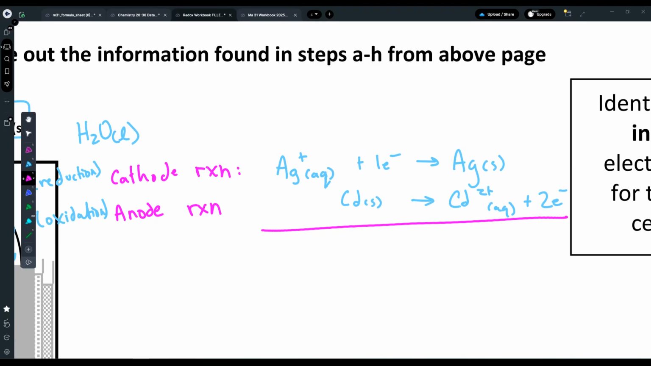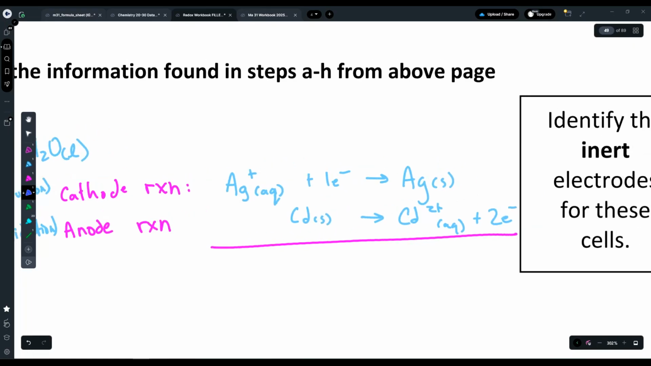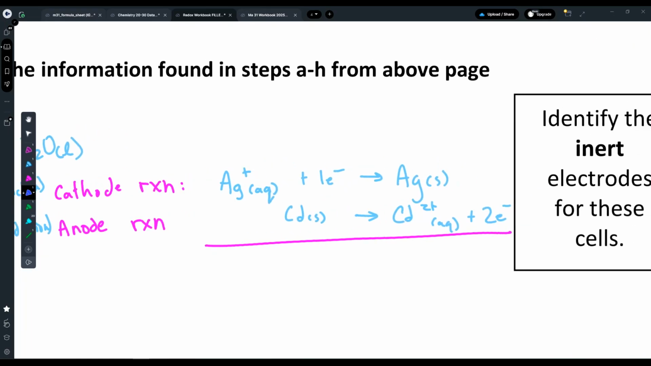Okay, so our net reaction here, we got to make sure that our electrons cancel out. Okay, so the lowest common multiple between 1 and 2 is going to be 2. So then I got to times everything in my cathode reaction by 2. So now my electrons cancel out. So now I can write my net reaction.